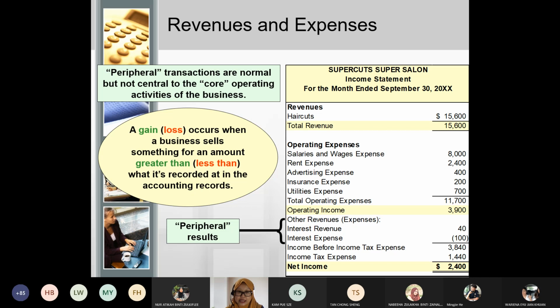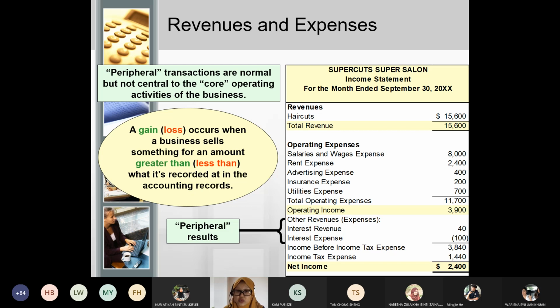And if they have a loss here, it means that when the business sells the asset, the selling price is less than what they recorded in the accounting records, in other words the market value is less than the book value. If market value is less than book value, then it is a loss. So just like expenses, losses will decrease the net income and also decrease the owners' equity.